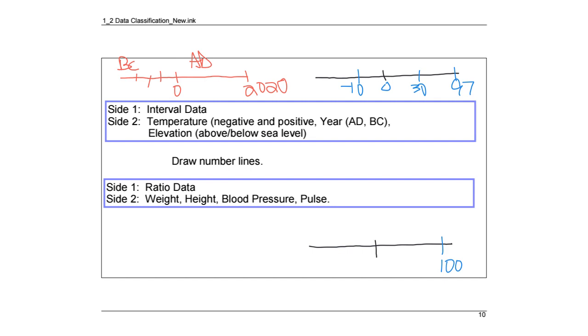If we go down to 0 for our pulse, we're dead. 0 means 0. 0 means we're dead. And there is no way you can have a negative pulse. You can't have negative blood pressure. So a 0 really means 0. A 0 means you don't exist, with weight or height. With blood pressure or pulse, it means there's something bad going on if you have a 0 pulse. So it's what we call an inherent 0.